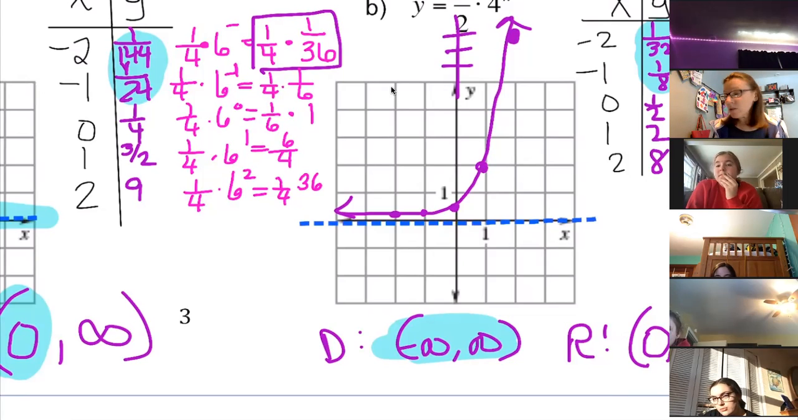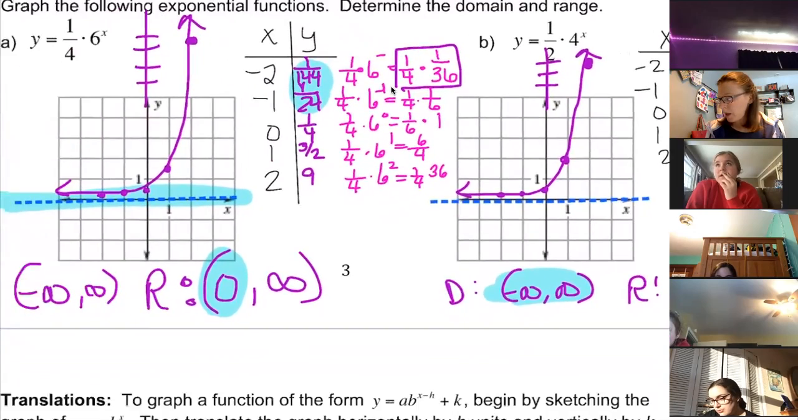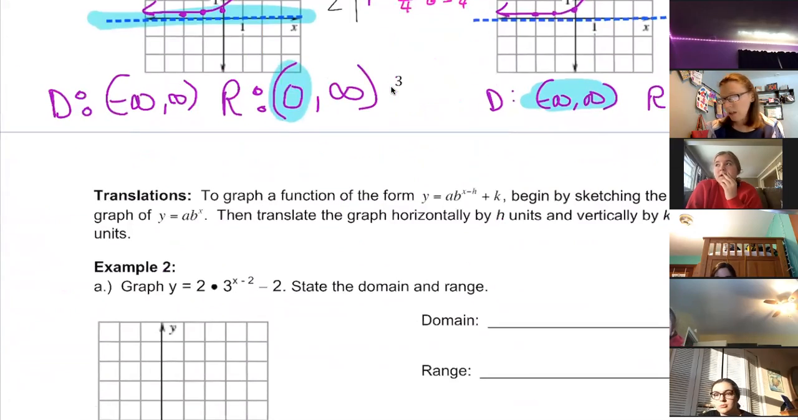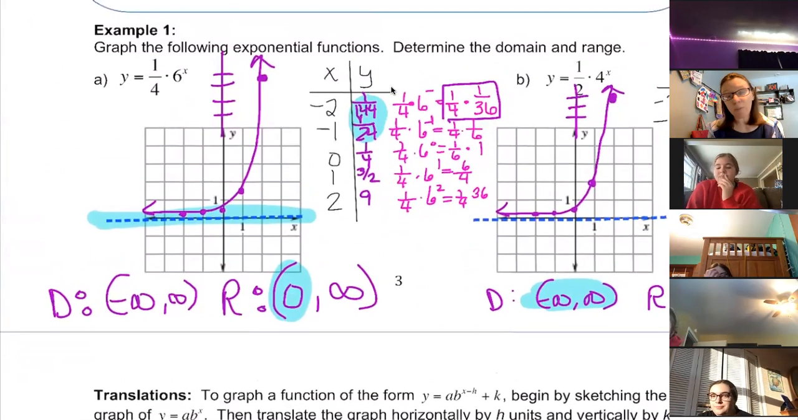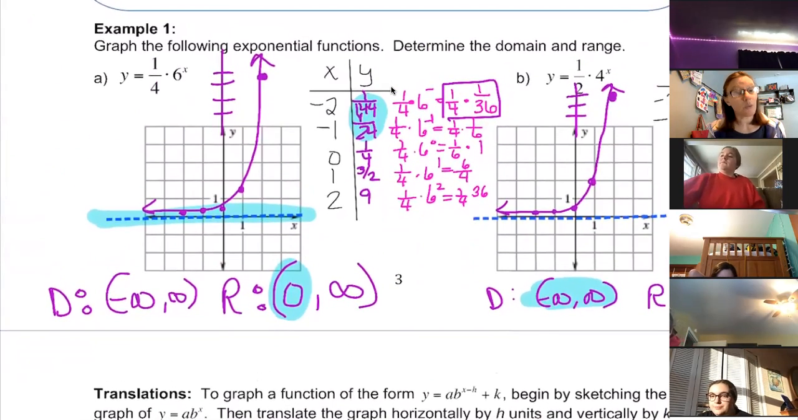So we are going to graph 2 more functions, and those 2 functions are going to have translations. Translations mean the functions we have above are going to move. They're going to shift left or right, or they're going to shift up and down.